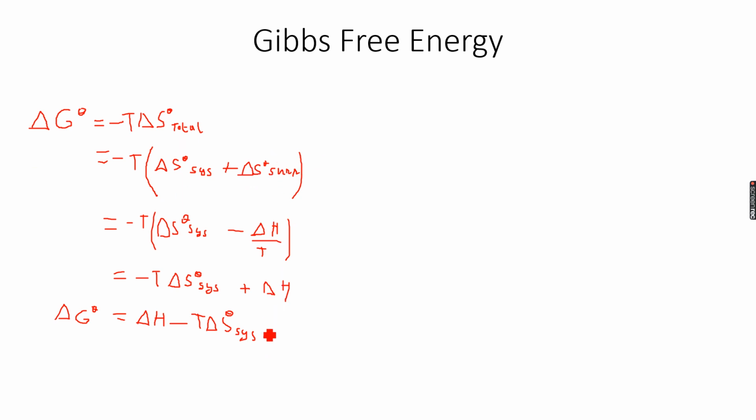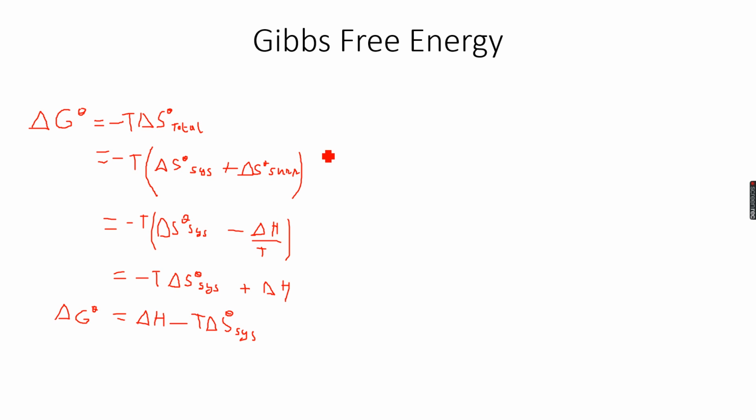We are not concerned about the entropy change of the surroundings, and now we only have the enthalpy change and the entropy change of the system, which are the two things that we can obtain directly from the reaction, and we don't need to use the surroundings in any case. So this becomes a lot easier for chemists to calculate to determine the feasibility of a reaction.